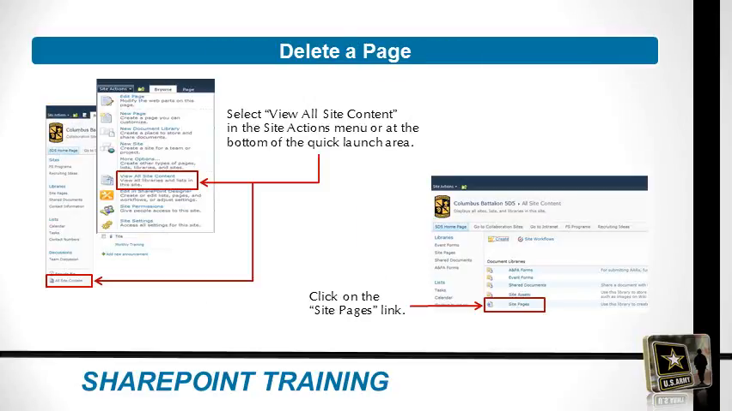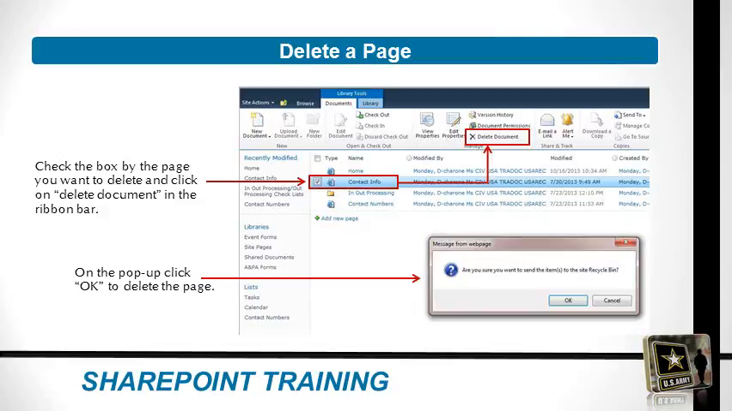Now that you know how to create and edit pages, let's learn how to delete them. In the Site Actions menu, or at the bottom of the Quick Launch area, select View All Site Content. On the next screen, click on Site Pages. Check the box by the page you want to delete, and then click on the Delete Document link in the ribbon bar above. Click OK on the pop-up to delete the page, or click Cancel to keep it.